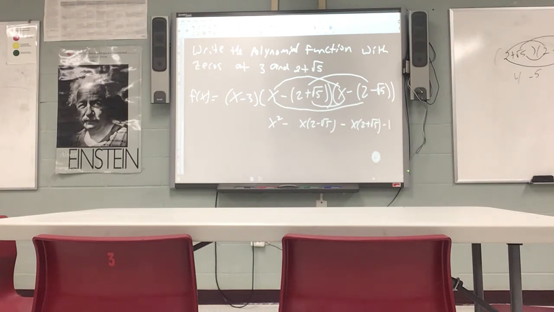Alright, so we gotta figure out what to do with that junk in the middle of this now. Any thoughts? Can't add like terms? No. Just, well, distribute the x. Okay. That's that. Let me put the x in the front.